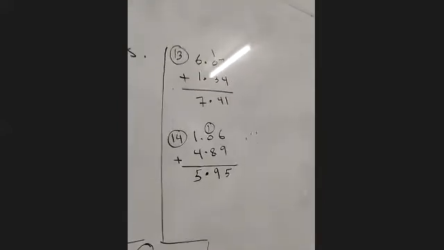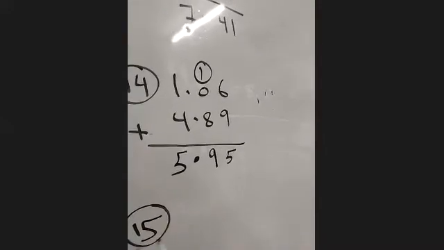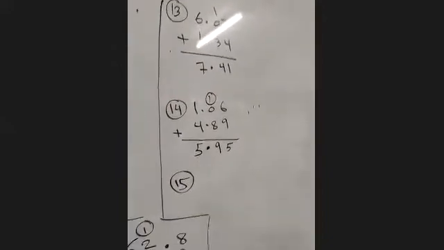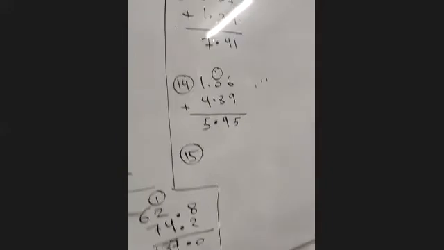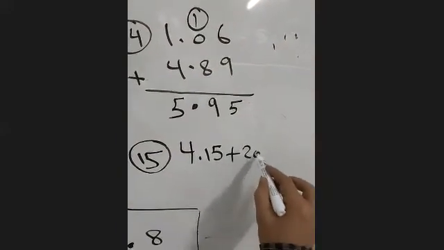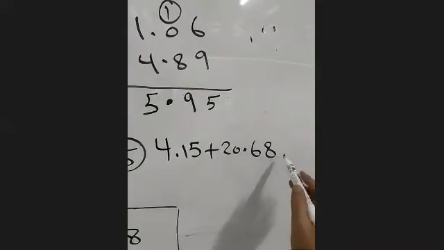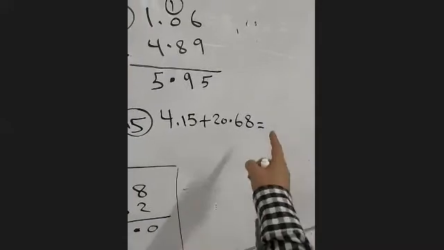Copy, guys. This is question 13 and 14. Question 15, we need to align the numbers, then we will add them. We have in question 15, 4.15, 20.68. Under the question we will align, then here we will put the answer.